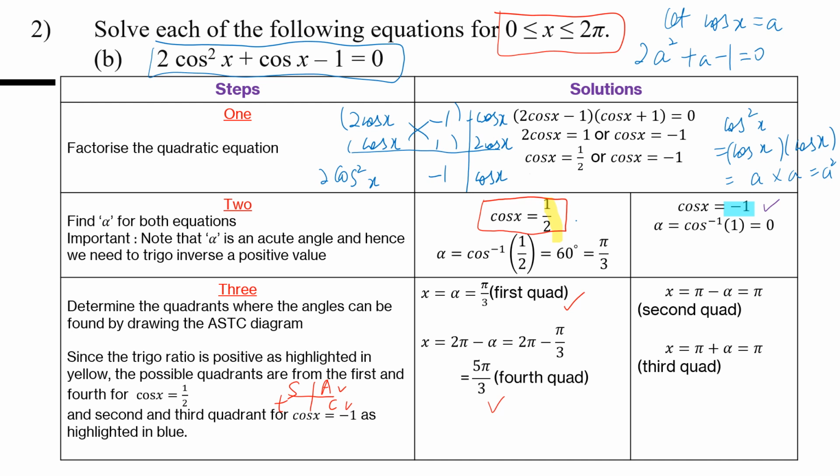For cosine x to be a negative value, using your ASTC again, you come from second and third quadrant. The second quadrant is 180 minus alpha, so it's pi minus alpha, which gives you pi. Because your alpha is 0 radian, the third quadrant is pi plus alpha, so pi plus 0 gives you pi. So you have the same answer for the angle in the second and third quadrant.